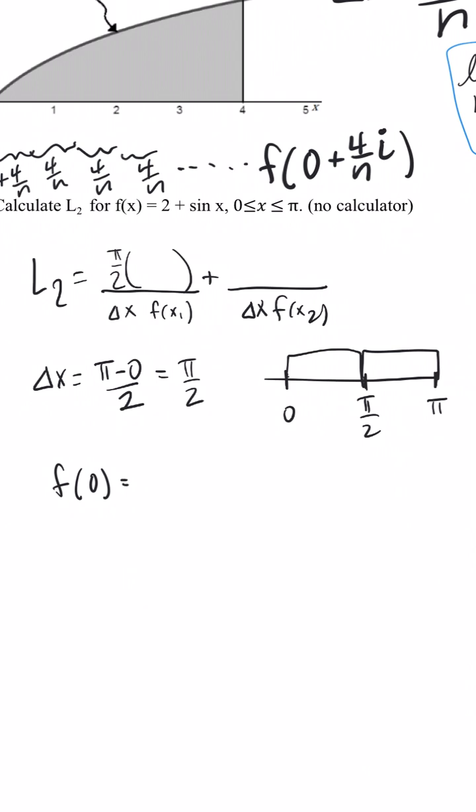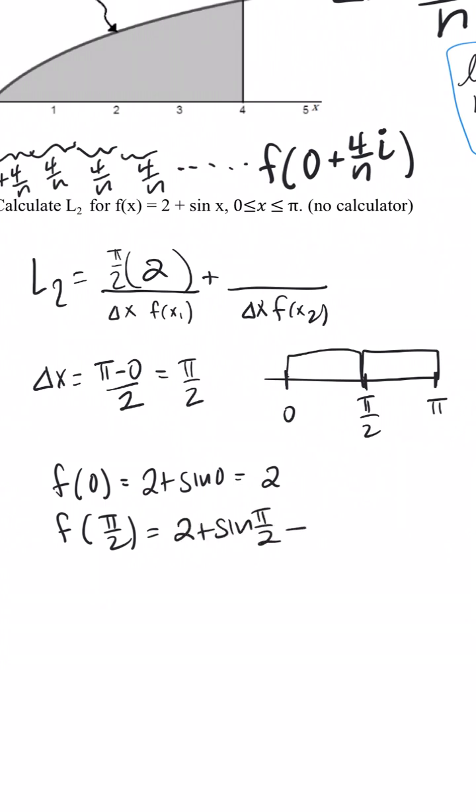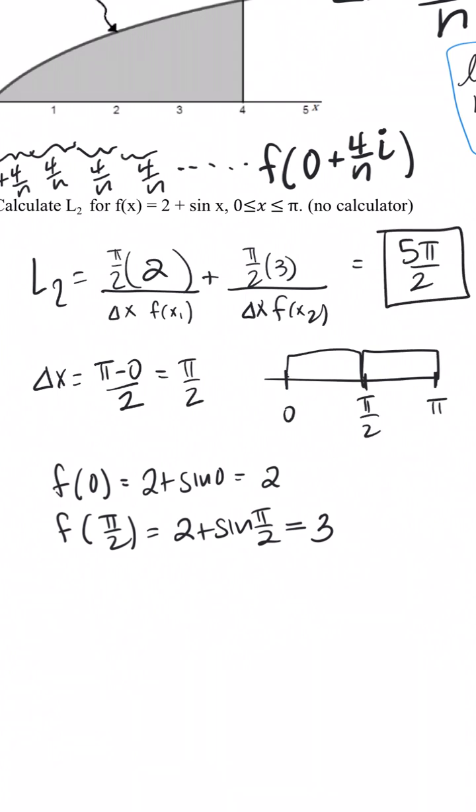And so that means 2 plus sine 0. Well, the sine of 0 is 0, so this is just 2. Then f on the second rectangle, my left endpoint is at pi over 2, so it's going to be 2 plus sine pi over 2. Sine of pi over 2 is 1, so this is going to be 3. So my delta x value is pi over 2, times 2 plus 3, so this is going to be 5 pi over 2. And that's it.